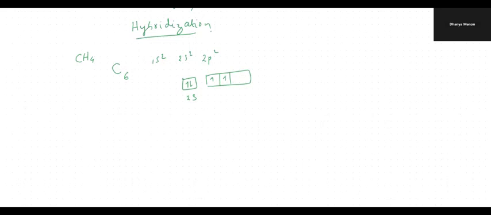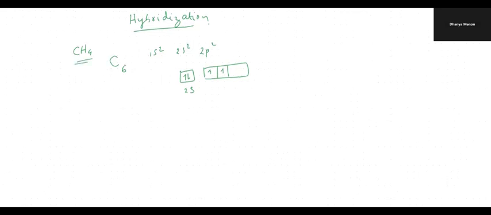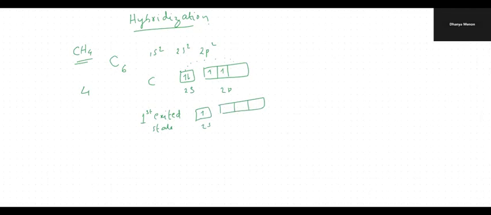In methane, how many bonds is carbon forming? 4 bonds. Here, there are only 2 unpaired electrons. So what happens in the first excited state? In the first excited state, 1 electron from 2s goes to 2p, and we get 4 unpaired electrons in carbon. Okay. Now here, this is 2s and this is 2p.